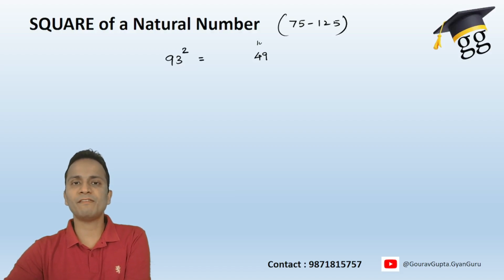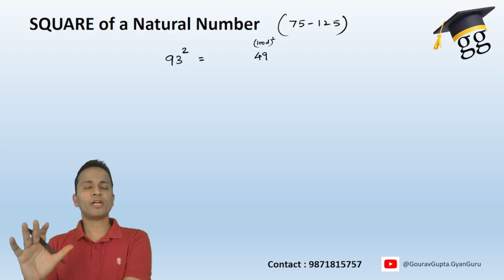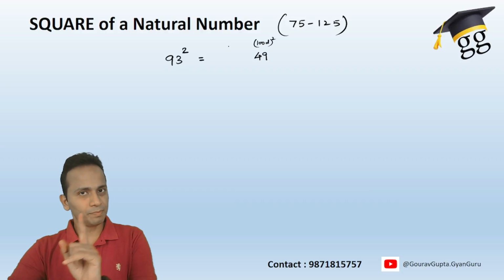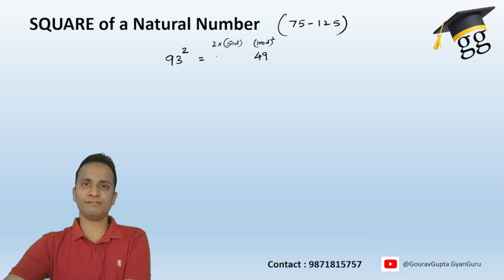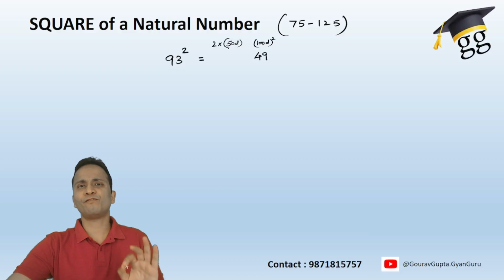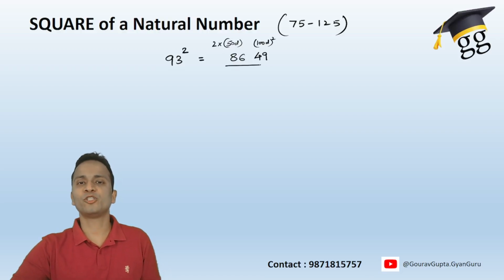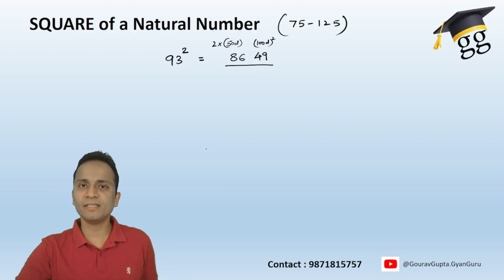So in the first step, I have taken the difference from 100 and I have taken square of that. 7 square is 49. I have written 49. Let's look at the next step. Now in the next step, carefully, now take the difference from 50 and whatever this difference is, just double that difference, multiply it by 2. So difference of 93 from 50 is 43. Double of 43 is 86. So 8649 is the square of 93.